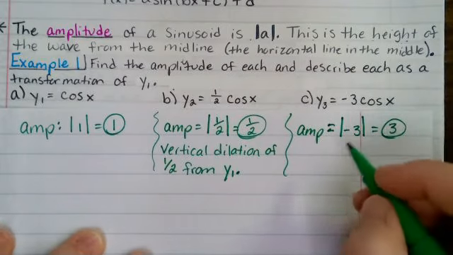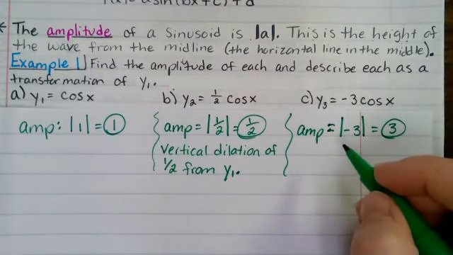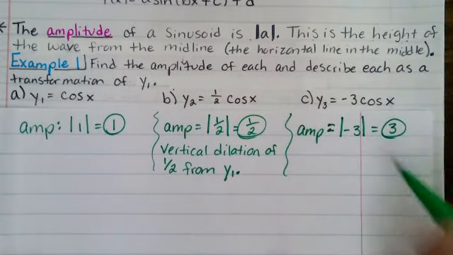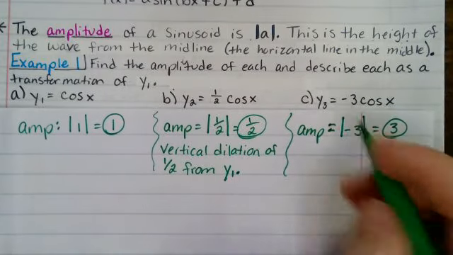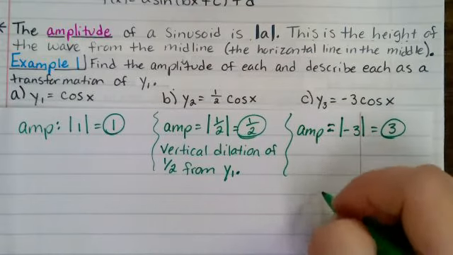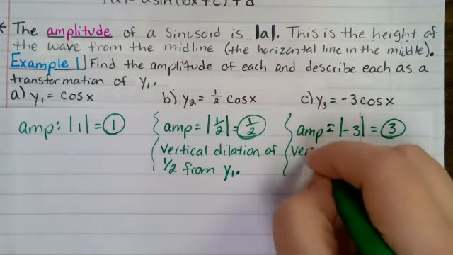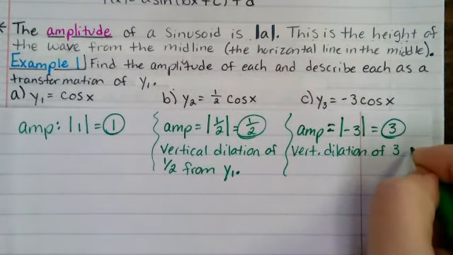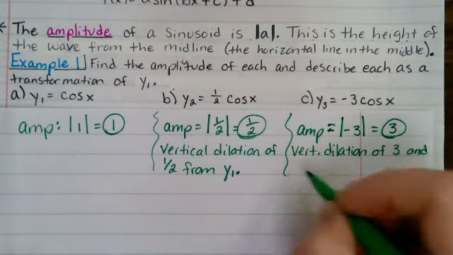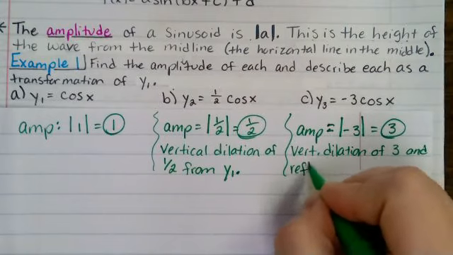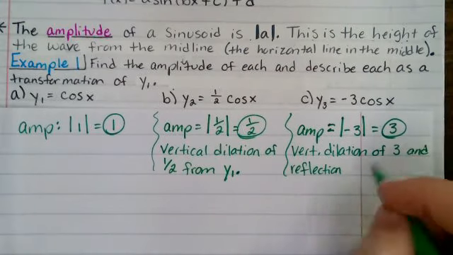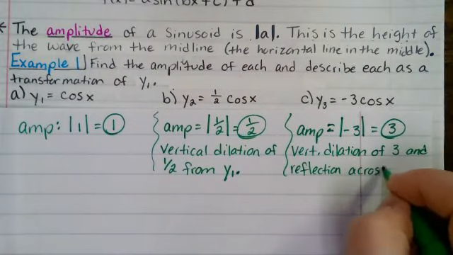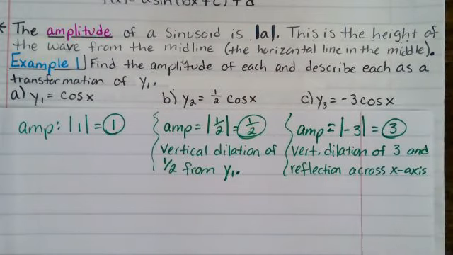Now, to talk about the different transformations, this guy, it's not just a vertical dilation of 3. That negative also does a transformation itself. That's going to reflect it across the x-axis. So we're going to say vertical dilation of 3 and reflection, or you could say flip, across x-axis. Right. So that's how that transformation would be worded.